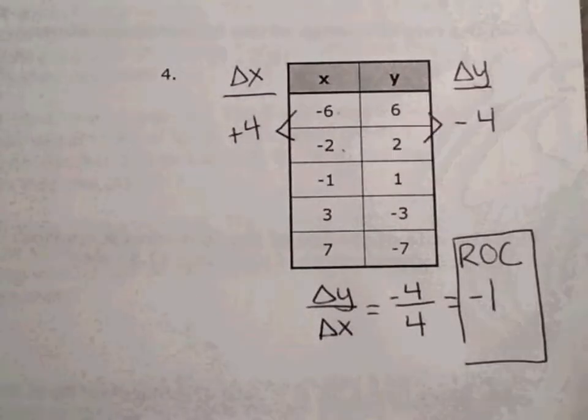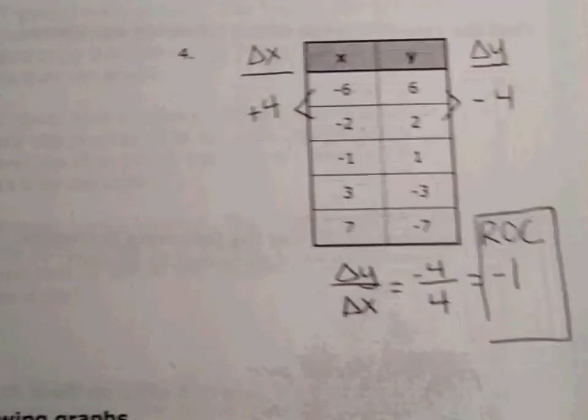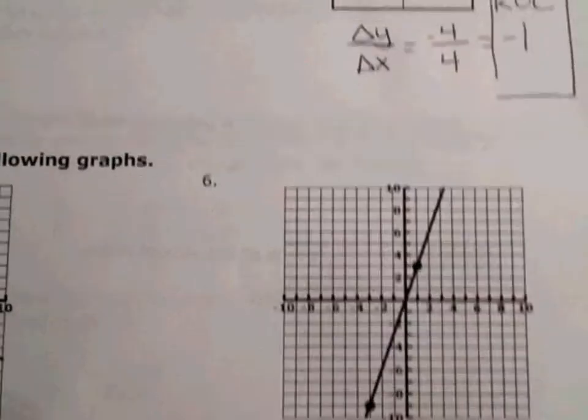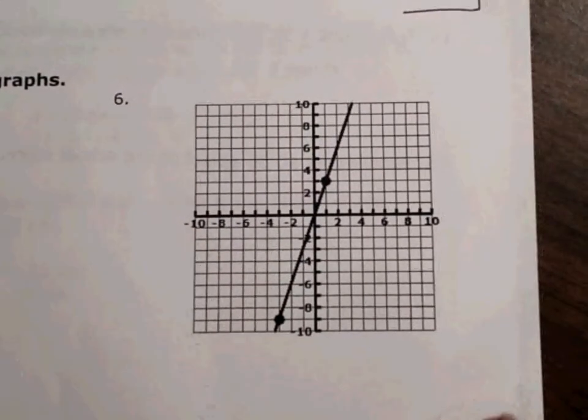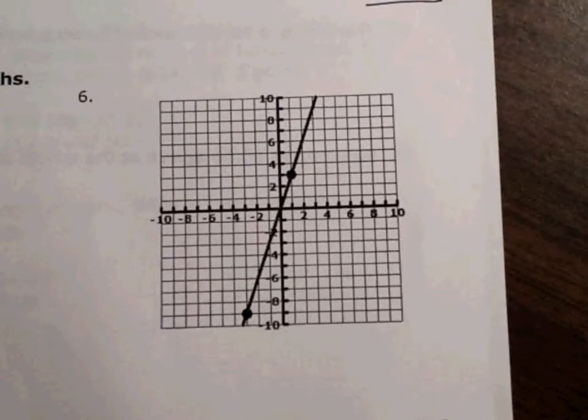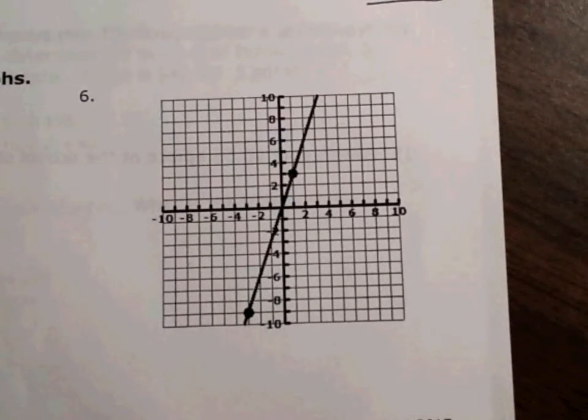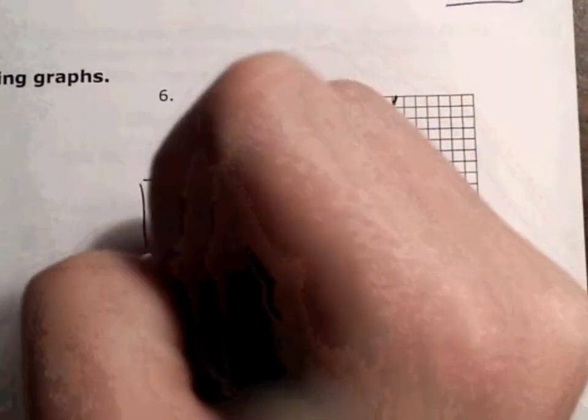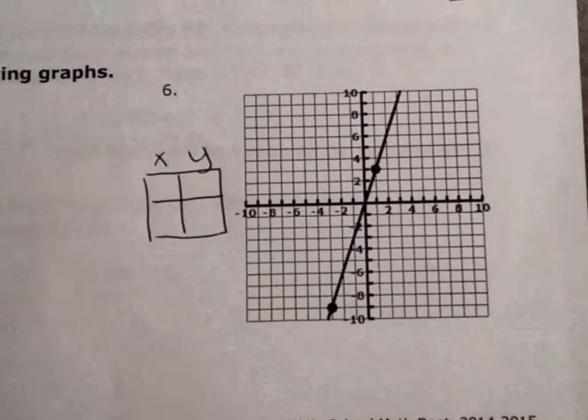Okay, so now let's go ahead and go to the graph. Let's go to number 6. So what I talked to you about in class is that if we have rate of change, we can find it from a table, but how can we find it if we have a graph? And I know that if I'm in a graph situation, I can go ahead and make a table. So next to this one here, I'm going to make a table. Okay, I know that when I make a table, I know x and y and how to label that.